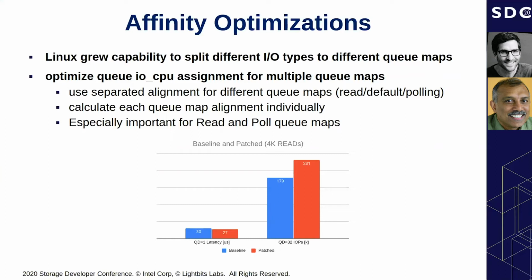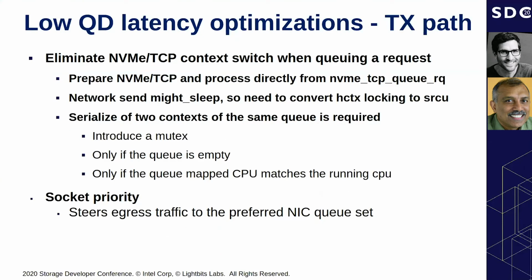But also in high QD, which is again a single threaded application issuing 4K read IOs at a QD of 32, we dramatically improved from 179K IOPS as a limit up to 231K IOPS for that same limit. Now, of course, don't take these numbers as absolute numbers because that really depends on the platform and the configuration. But relatively, we could see an improvement for sure. Next, we'll tackle these.